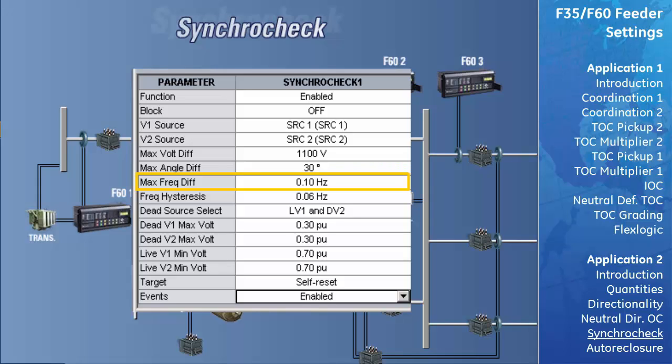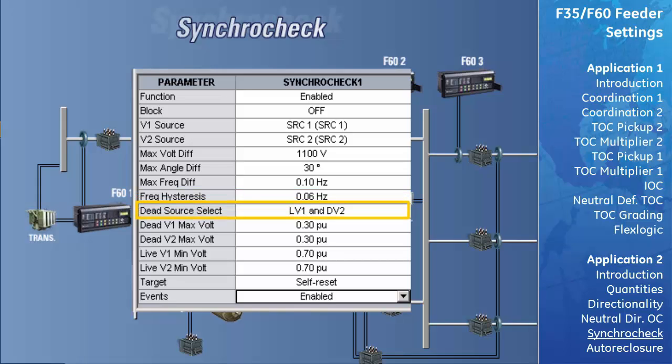The Synchrocheck 1 maximum frequency hysteresis setting specifies the required hysteresis for the maximum frequency difference condition. The condition becomes satisfied when the frequency difference becomes lower than the Synchrocheck 1 maximum frequency difference. Once the Synchrocheck element has operated, the frequency difference must increase above the Synchrocheck 1 maximum frequency difference plus the Synchrocheck 1 maximum frequency hysteresis sum to drop out, assuming the other two conditions, voltage and angle, remain satisfied. We will use 0.06 Hz for this setting.